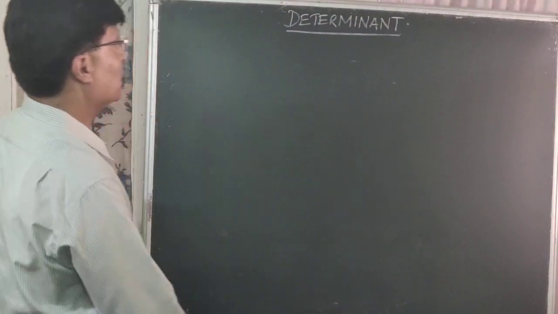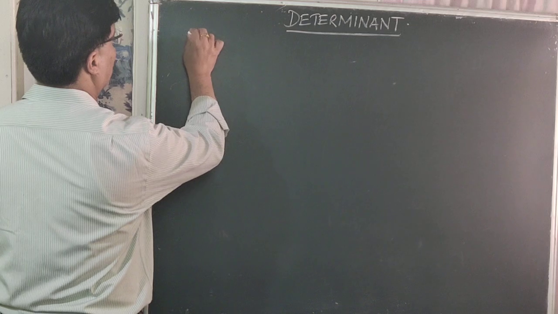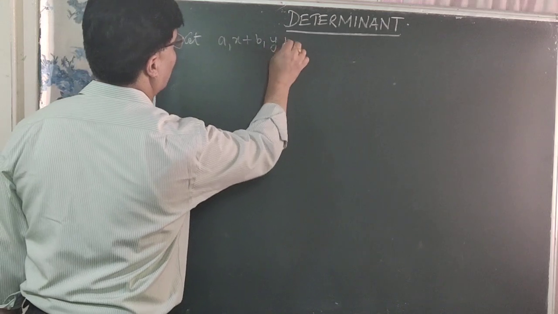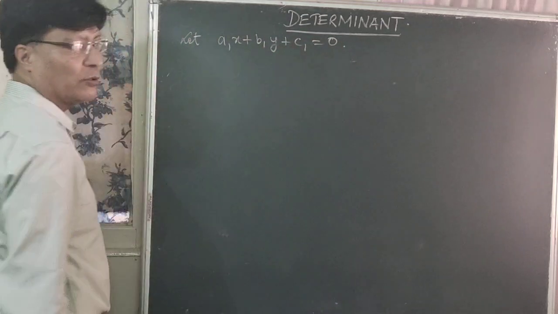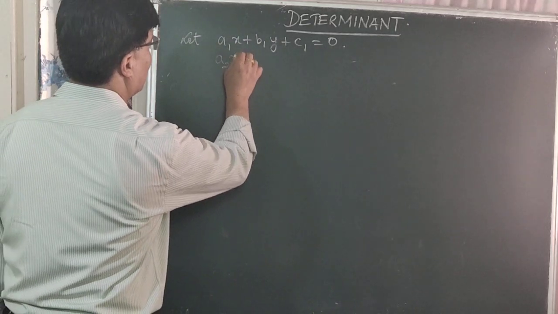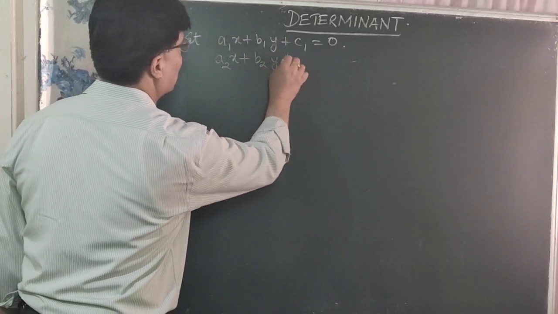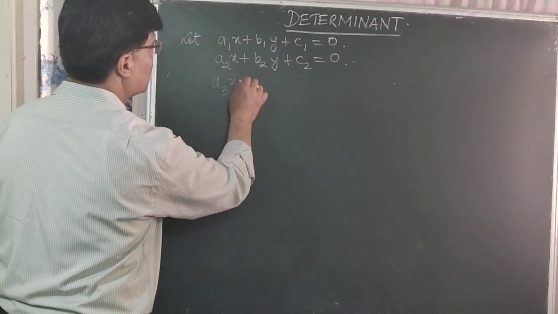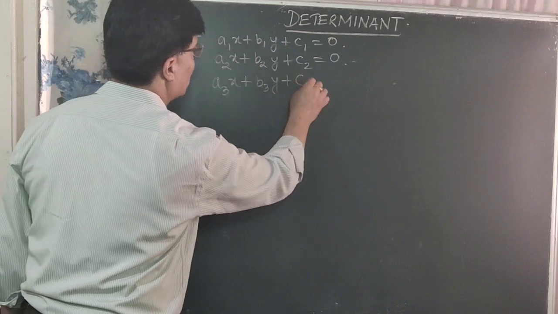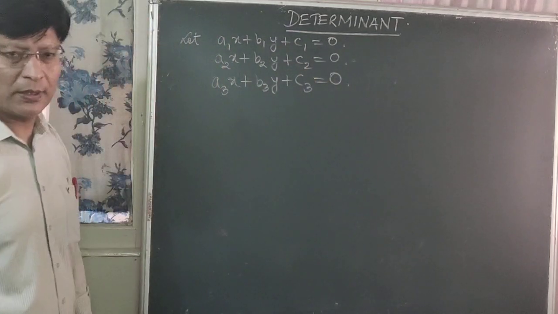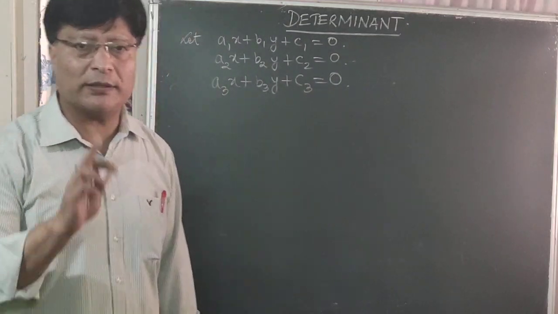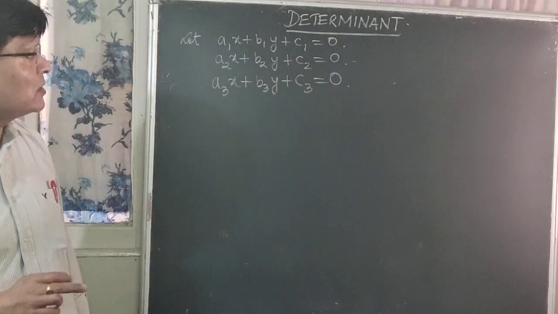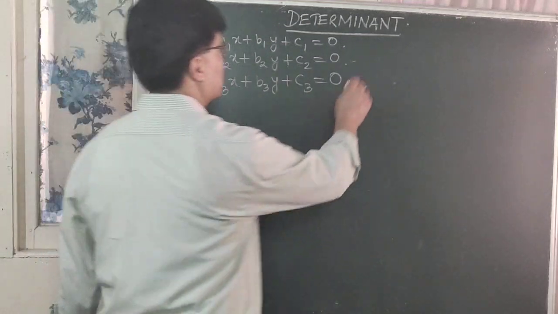Now let us consider 3 equations. Let A1x plus B1y plus C1 is equal to 0, right? A2x plus B2y plus C2 is equal to 0. Next, A3x plus B3y plus C3 is equal to 0. These are the 3 equations with 2 unknowns. That is, there are 2 variables here, x and y. These are unknown quantities. These are also known as variables.